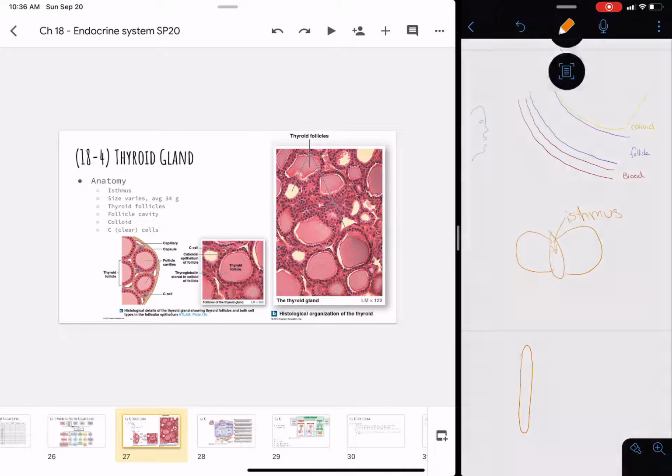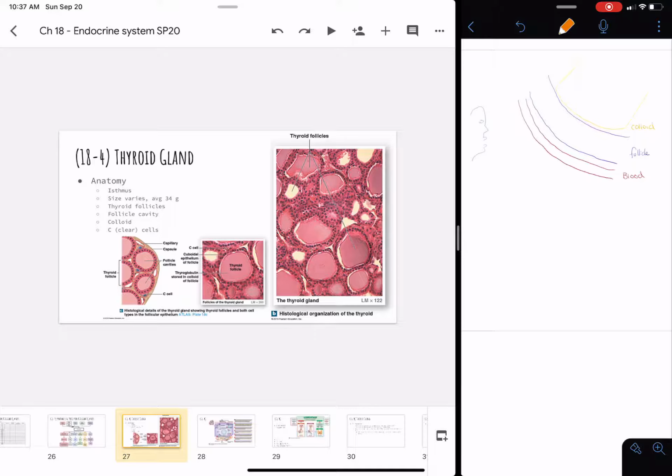The size of a thyroid gland varies from individual to individual. As a child, it might be a relatively normal size, and then in adulthood, it might get much bigger or much smaller, depending on what's going on. You don't want anything too big or too small, otherwise that's an unhealthy balance, or maybe there's some sort of cancerous tumor growing in that gland. But the average size across the board is about 34 grams.